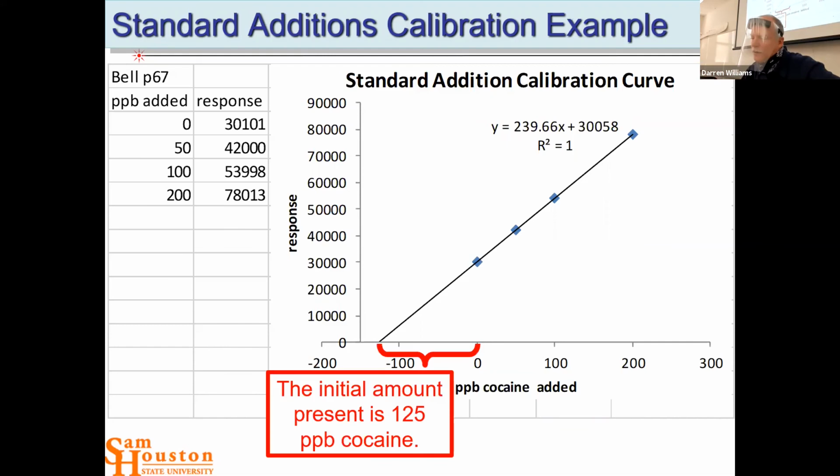And so then this x-intercept, you see it doesn't go down to 0. It's somewhat negative. And so if you were to extrapolate this line down to where it hits the x-axis, so the x-intercept is where y equals 0, then notice it's a linear trend that didn't start at 0. We added 0 additional cocaine here, but there was already some present. And so because there was already some present, then the signal comes up here and hits, you know, at 30,000 or something, even though we didn't add any additional cocaine. So this initial signal is from the initial amount of cocaine that was already present in the blood.